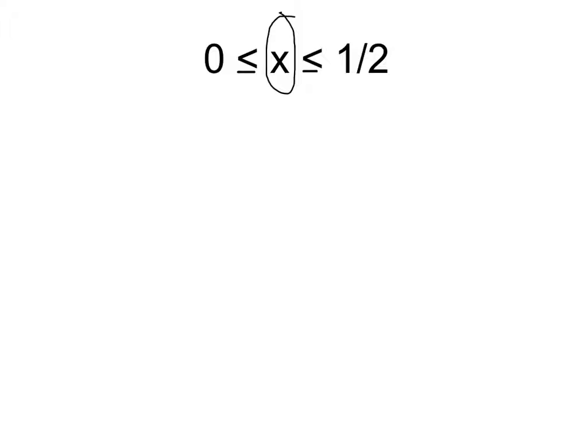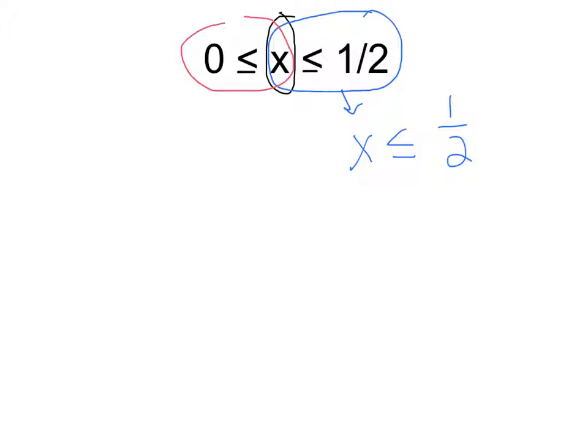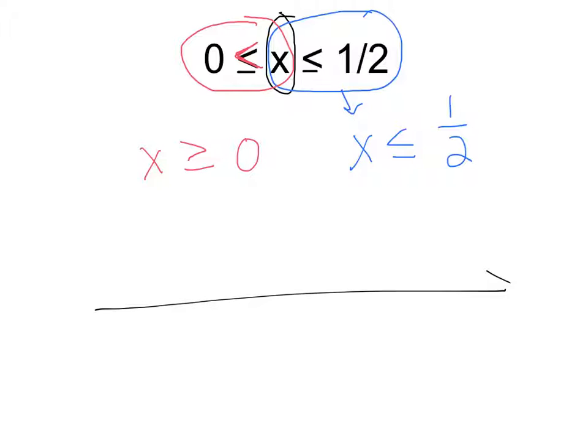The first is X is less than or equal to 1/2. The second inequality is X is greater than or equal to 0. Notice, because my symbol is opened up towards the X, I'm going to keep it opened up towards the X. There are your two inequalities. So let's graph them.